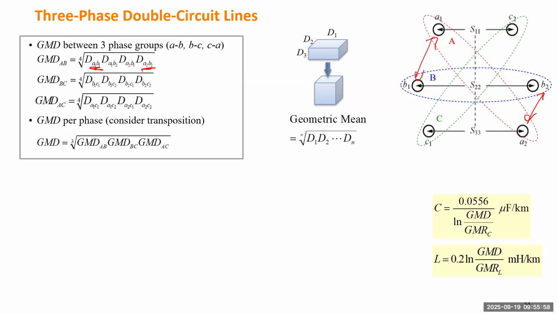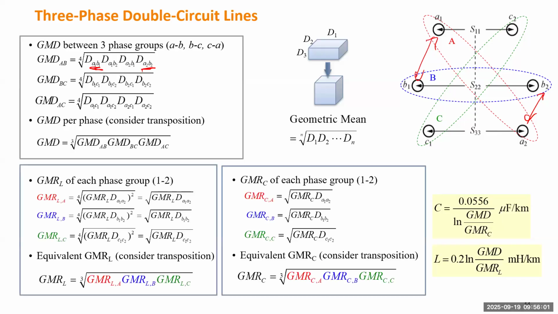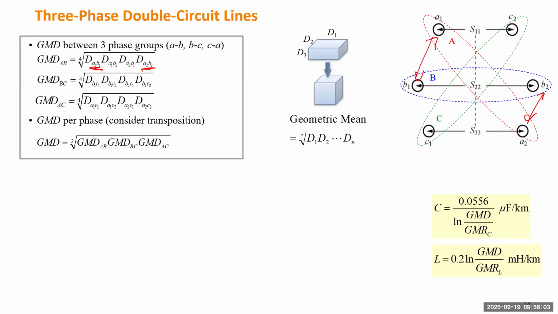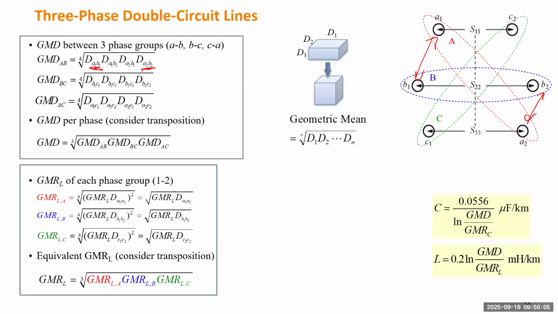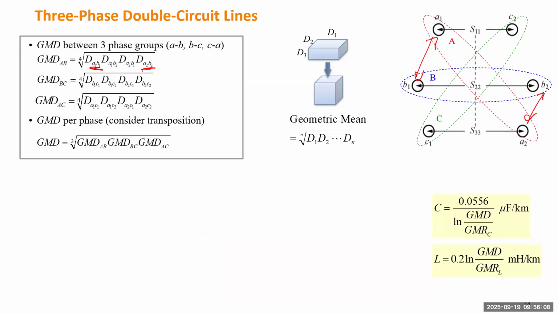Don't ignore this. Okay, that's right. This is also the distance connecting A1 and B2. So that's the second element, and also the distance between B1 and A2. So that's the third element. So we have only 4 distances to consider to calculate GMD between group A and group B.